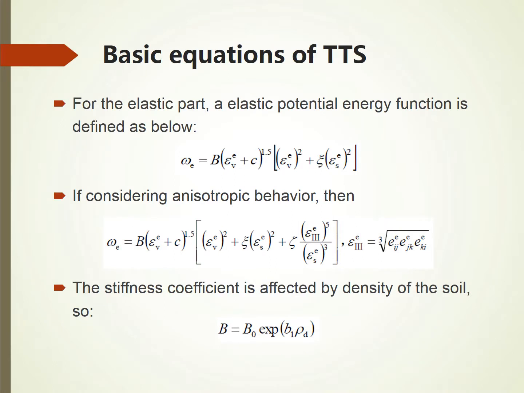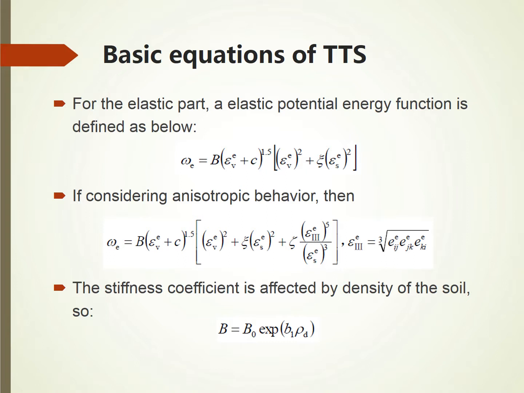Okay, now here come the equations of TTS. For the elastic part, an elastic potential energy function is defined here. Omega E is the elastic potential energy, and epsilon VE and epsilon SE are the volume part and the shear part of the elastic strain. Three parameters are used, B, C, and C. If considering anisotropic behavior, then another parameter zeta is used to give the third part of the strain, epsilon 3e.